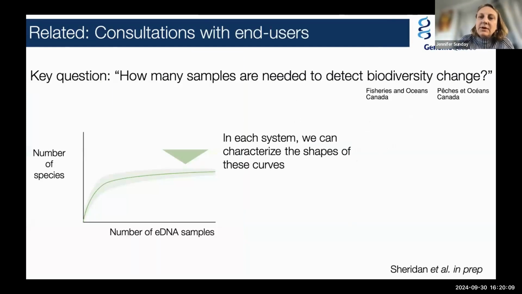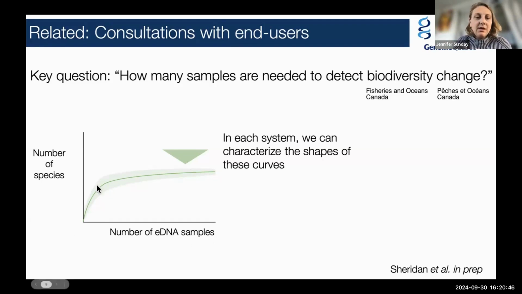Another process, this is through another project that's in Canada, where we've been working with Fisheries and Oceans Canada, and we heard from them last week a little bit from some of the partners of this project. And one of the questions that they really addressed was, how many samples do we need if we're going to detect biodiversity change? And I think we talked about this a little last week. And so one of the things we can do in any system is we can characterize the shape of the accumulation of how many species we see in a system given how many samples we take.